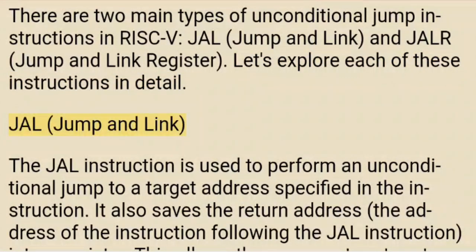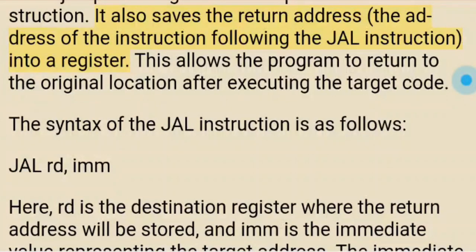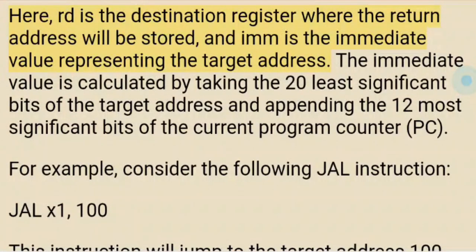JAL, jump and link. The JAL instruction is used to perform an unconditional jump to a target address specified in the instruction. It also saves the return address, the address of the instruction following the JAL instruction, into a register. This allows the program to return to the original location after executing the target code. The syntax of the JAL instruction is as follows. JAL rd, imm. Here, rd is the destination register where the return address will be stored, and imm is the immediate value representing the target address.